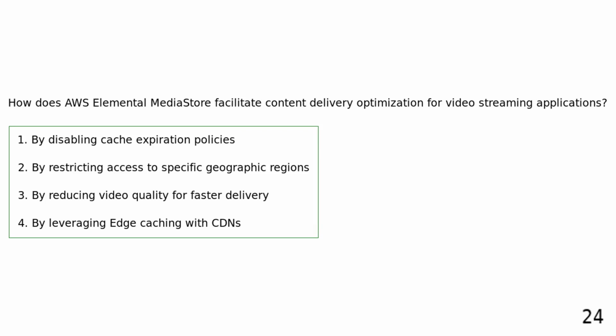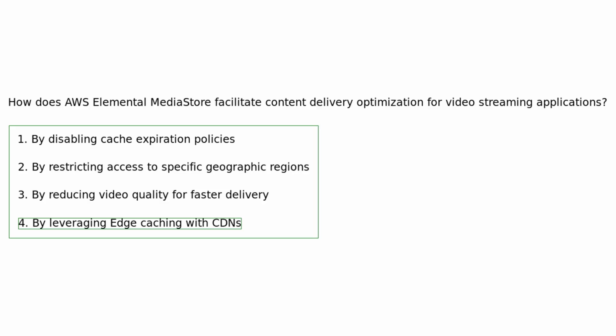How does AWS Elemental MediaStore facilitate content delivery optimization for video streaming applications? By disabling cache expiration policies. By restricting access to specific geographic regions. By reducing video quality for faster delivery. By leveraging edge caching with CDNs. AWS Elemental MediaStore facilitates content delivery optimization for video streaming applications by leveraging edge caching with CDNs, improving delivery speed and scalability for global audiences.